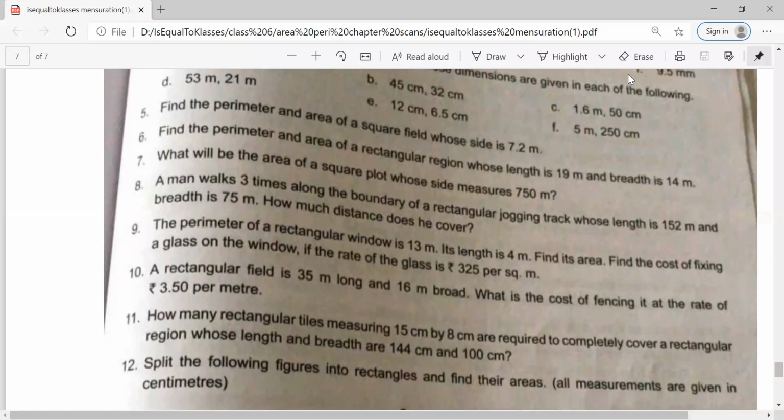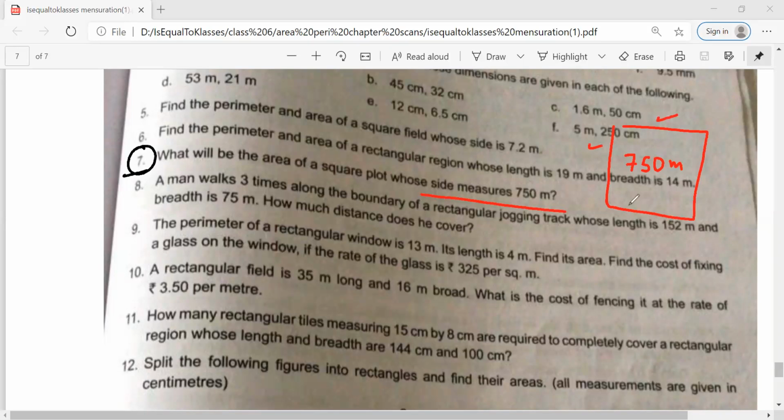Okay. So, Mr. Sarthak, what is the answer for question number 7? Question number 7. 562,500 meters square. 750 meter is the length of each side. So this is 750, this is 750, this is 750, this is 750. I need to find the area of the square plot. Area of the square plot would be 750 into 750.